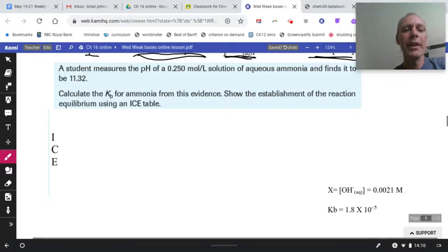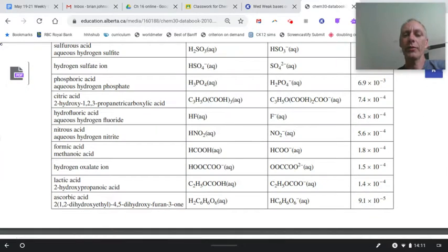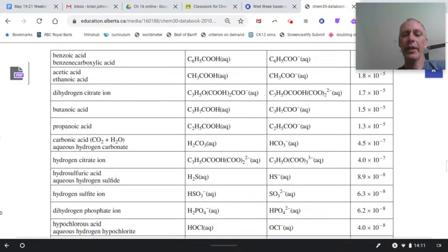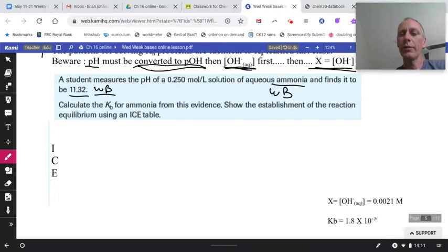First one: a student measures the pH of a 0.250 mol/L solution of aqueous ammonia, and hopefully you would recognize that ammonia is a weak base. If you don't, the fact that the pH is 11.32 would be a little bit of a hint that it's a weak base. You could also go searching on your table of relative strengths, and you would find ammonia right there in the conjugate weak base column. So you have a few clues to figure out that this is a weak base. Calculate the Kb for ammonia.